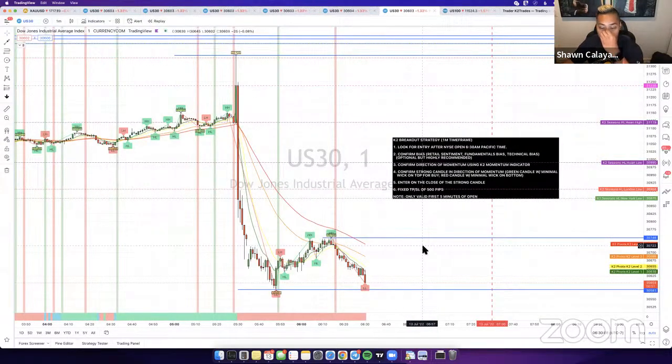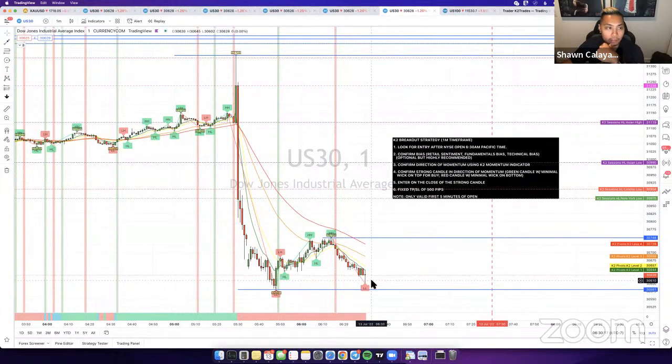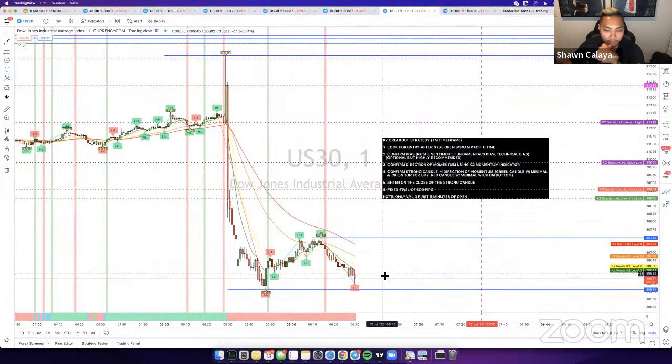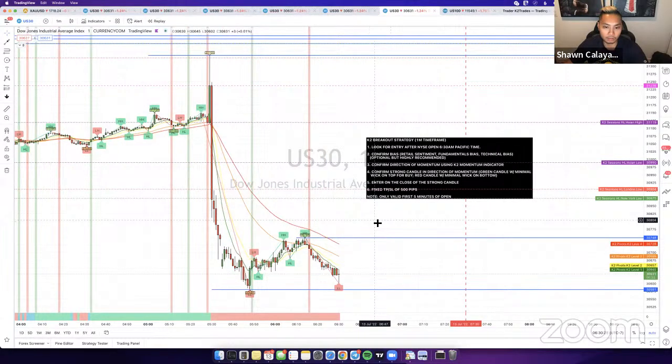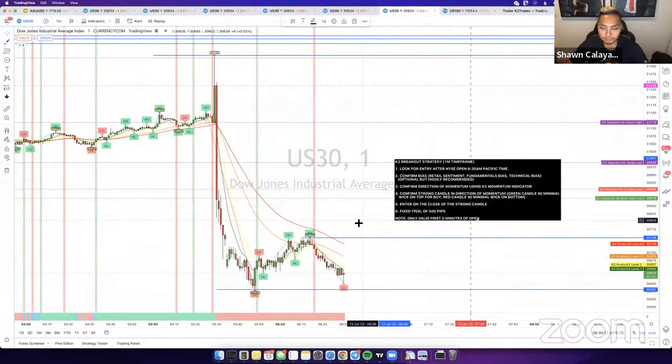In order for us to take this breakout here, or to identify a breakout, we need a strong candle in the direction of momentum. Right here, we have a sell momentum. So in order for us to have a sell entry for the breakout, we need a strong red candle. However, if we get a green candle with a buy signal, it can shift the other direction. So we're basically looking for a strong candle in the direction of momentum. Right here, we have a sell momentum, so we're looking for a strong red candle.